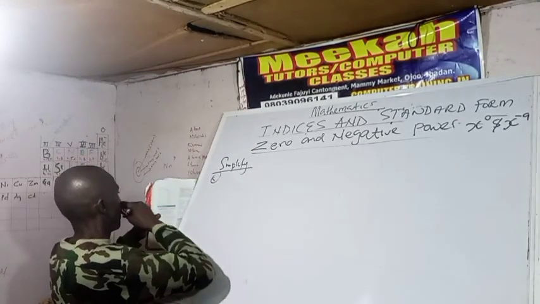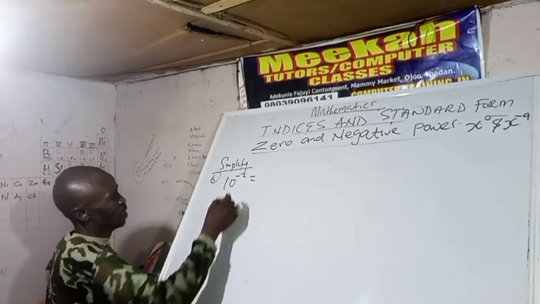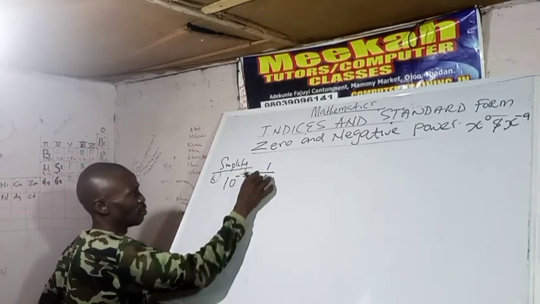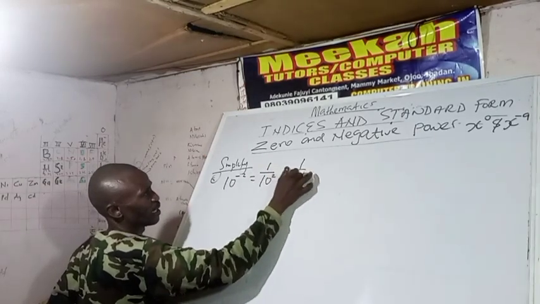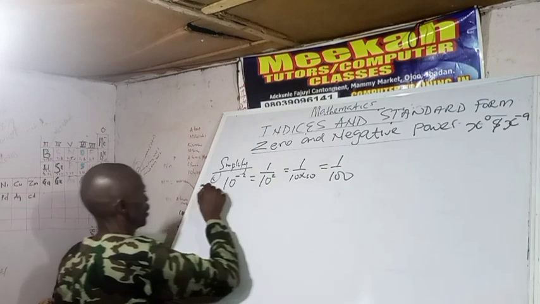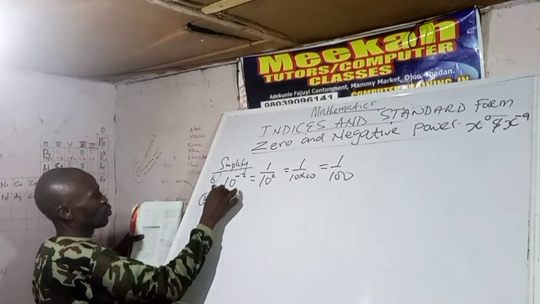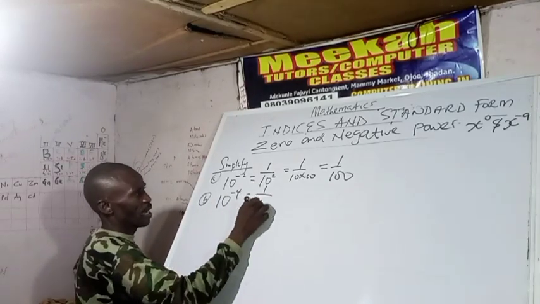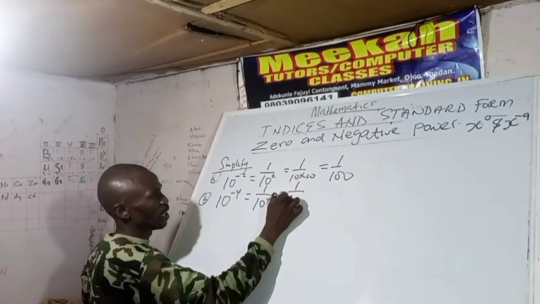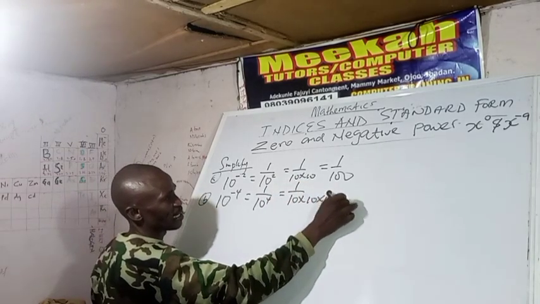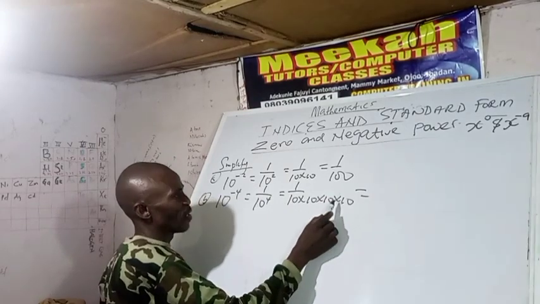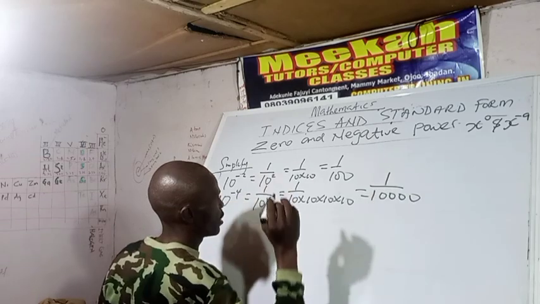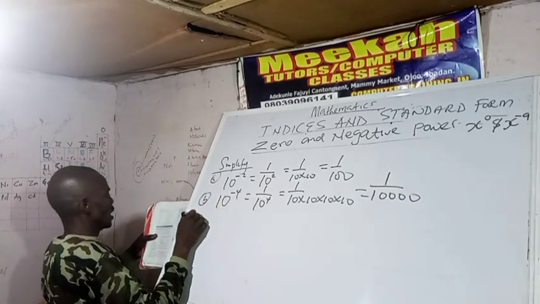Let's quickly see this question. We have 10 raised to power minus 2. When you see this minus, it becomes 1 over. Write what you have down. You have 1 over 10 raised to power 2, which is 1 over 10 times 10, 1 over 100. Now, let's see another one. 10 raised to power minus 4. Not quite long. Minus is the same thing as 1 over 10 raised to power 4. 1 over 10 times 10 times 10 times 10. Don't waste your time. How many zeros? 1, 2, 3, 4. Over 1. 1, 2, 3, 4. Case closed.